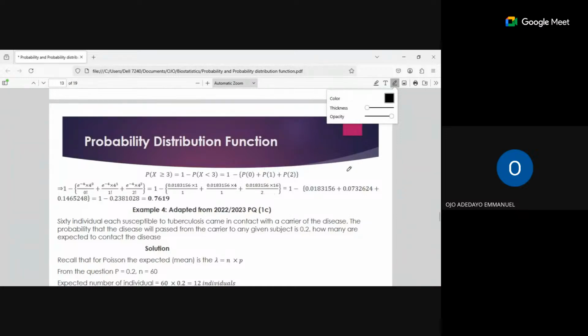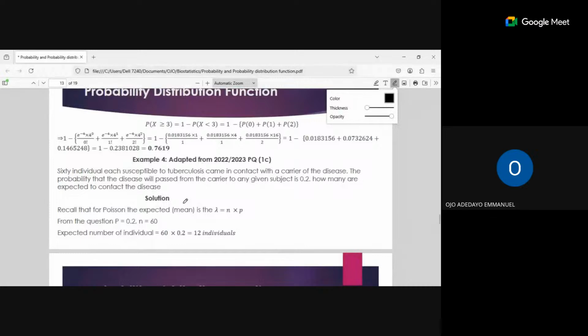So by the time you add 0.018315 plus the next one plus the next one, you are going to have 0.2381028. Subtract that from 1, and you are going to have your final answer to be 0.7619. That is how we got the answer. Did you get that, please?